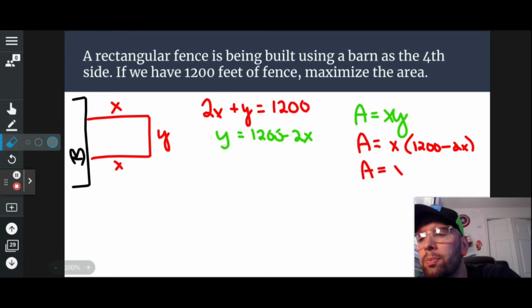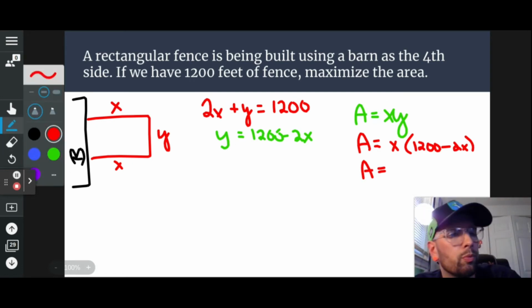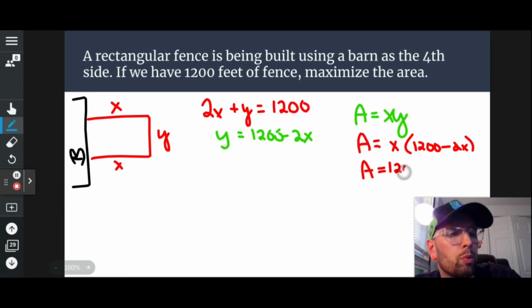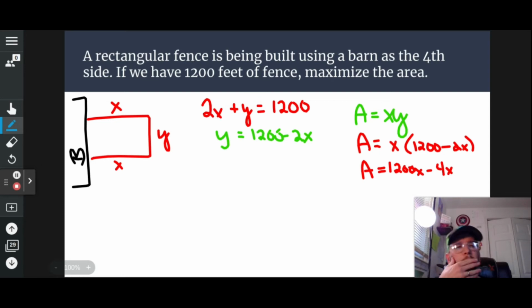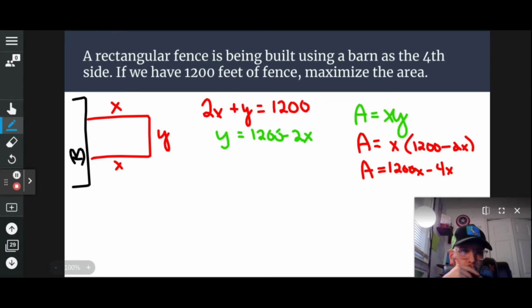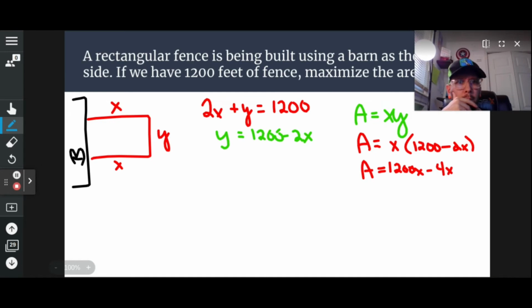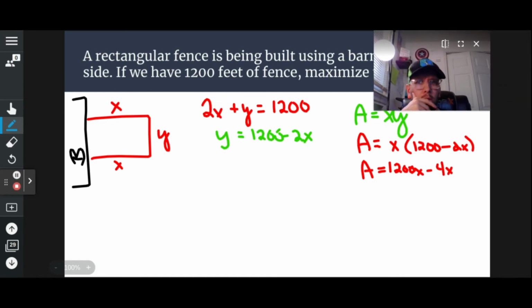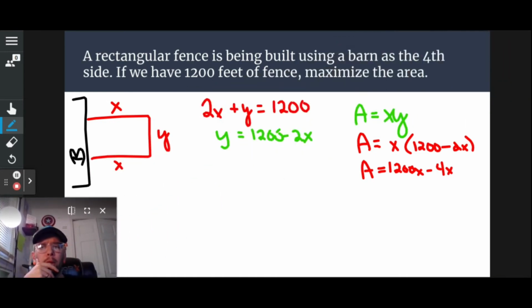1,200x minus 4x. I wanted to make this smaller. Is this the button? No. All right. Well, can I do that? Can I pinch? No. We'll move you here for now.